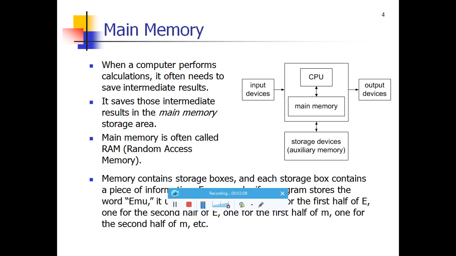Main memory. When a computer performs a calculation, if it needs to save an intermediate result, it saves that intermediate result in the main memory storage area. Main memory is often called RAM, random access memory. Why is RAM used? To increase the speed of the processor, right? RAM includes cache memory also. Memory contains storage boxes, and each storage box contains a piece of information.